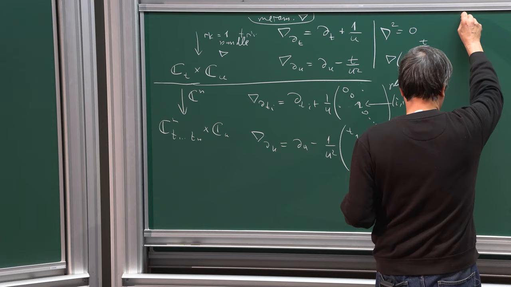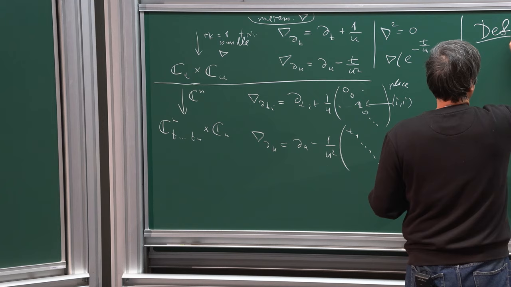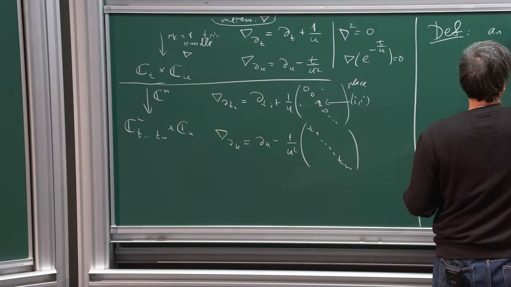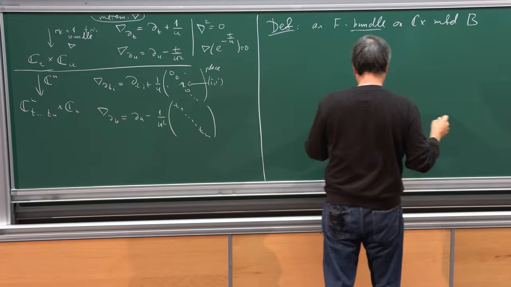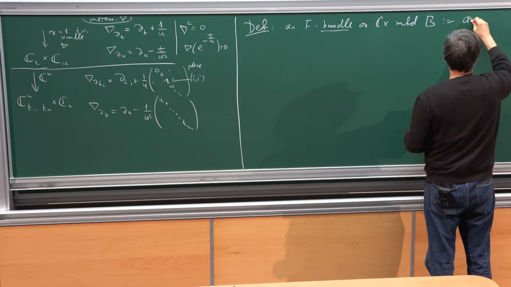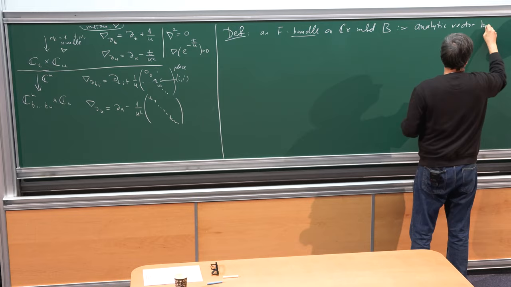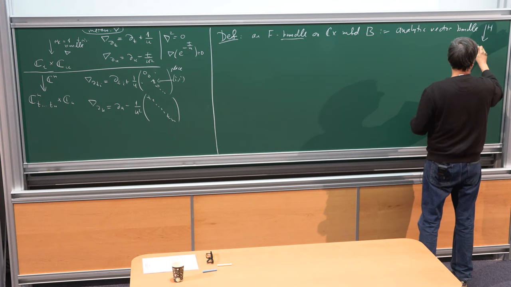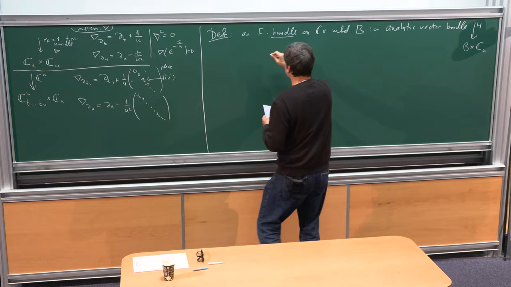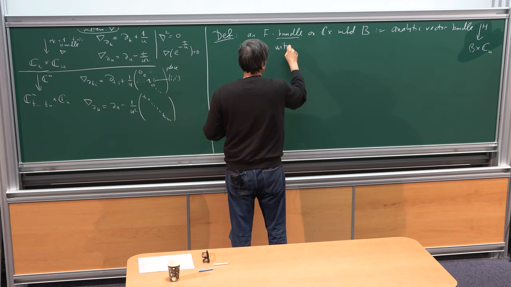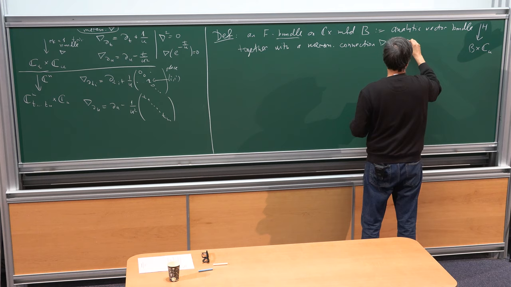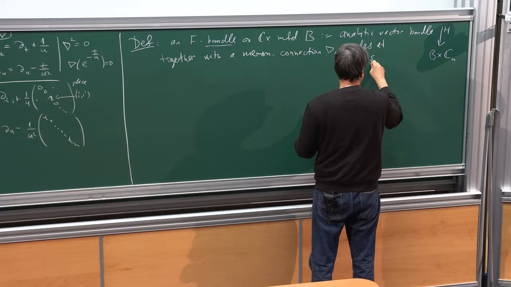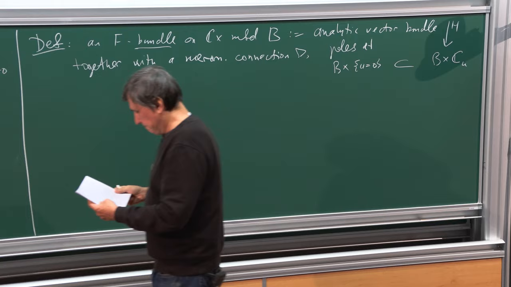So this is an example of what? So just give a definition. An F bundle. Yeah, so F bundles on a complex manifold B are by definition an analytic vector bundle H on the product of the manifold with this line with coordinate u, together with a meromorphic connection which has poles at your variety times the point 0 in the divisor, and such that the connection is flat.